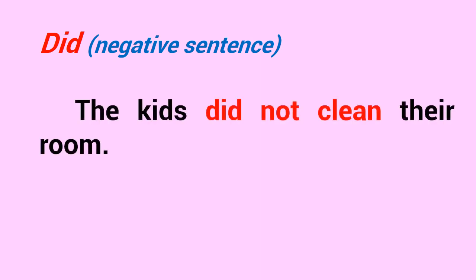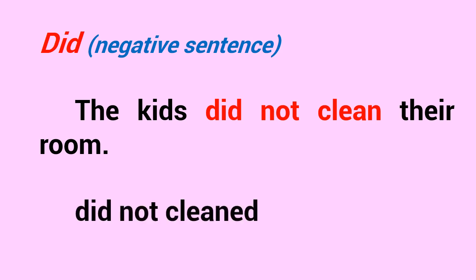Did used in negative sentence. Now we will be using did if the action was already done or if it is in the past tense. The kids did not clean their room. Did here is paired with the verb clean, which is in its base form, original form. So we cannot say the kids did not cleaned their room, because cleaned is in its past tense, not in its original or base form.